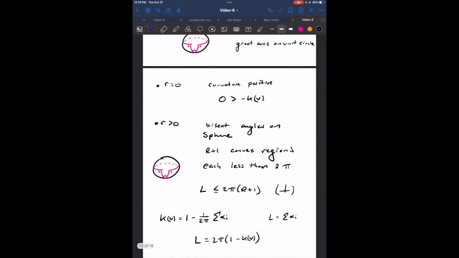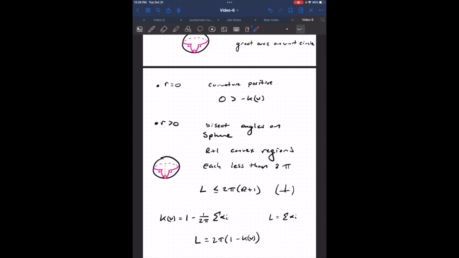And if we have some positive number of reflex vertices, what are we going to do? Well, we're going to bisect them. So this is going to go sort of behind, and we'll decompose this into r plus 1 regions. So I'm splitting the first one, and then I'll continue to split them. So we cut in half for each reflex vertex, and we'll end up with r plus 1 convex polygons on the sphere. So each one of those is at most 2 pi, because we're contained in a hemisphere here. And so we get that L is less than or equal to 2 pi.